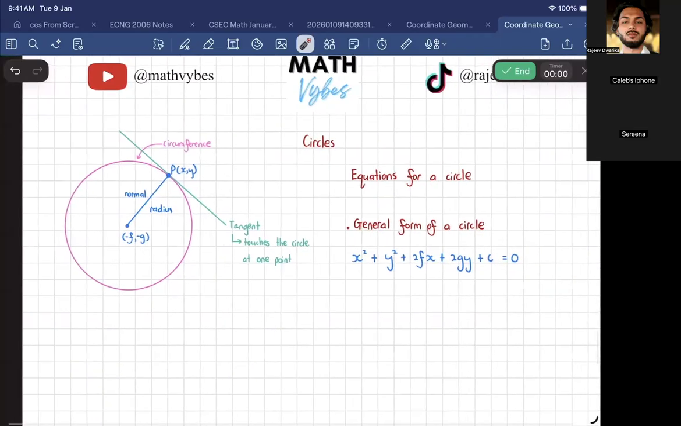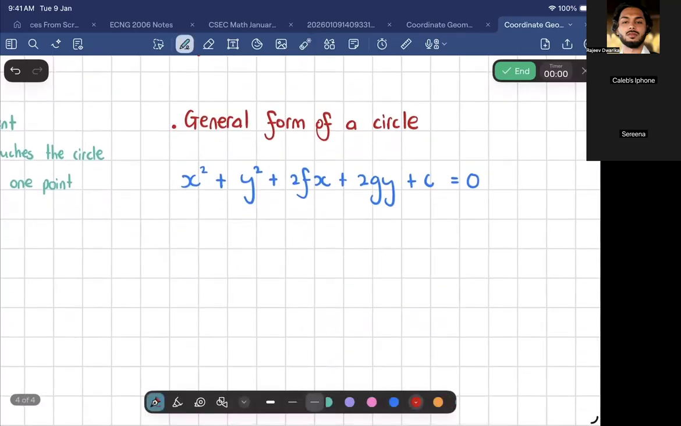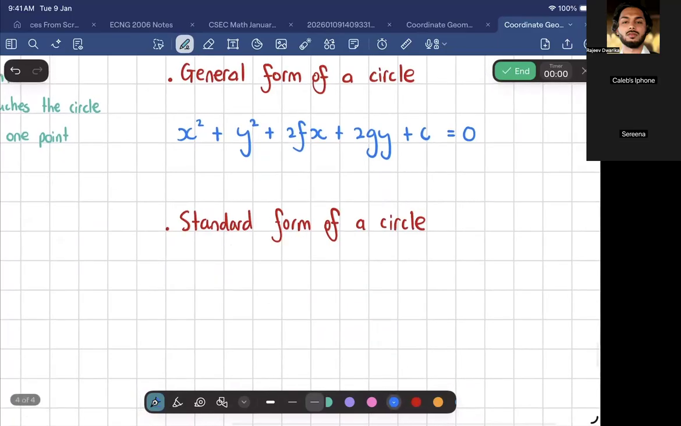So this is a general form of a circle you need to be acquainted with. And there's one other form you need to be acquainted with as well. That is called the standard form of a circle. Now the standard form of a circle looks like this. It is (x plus f) squared plus (y plus g) squared is equal to r squared.